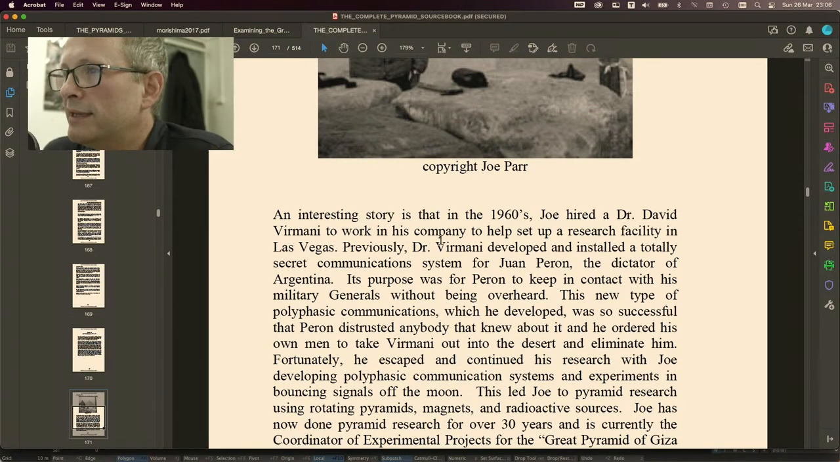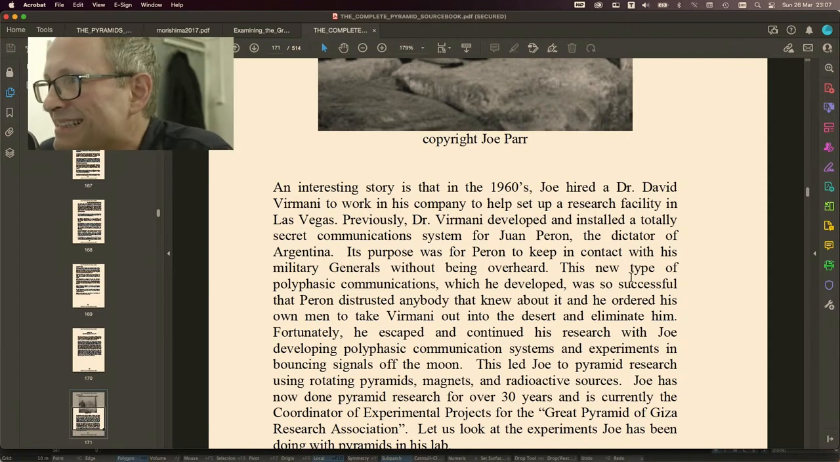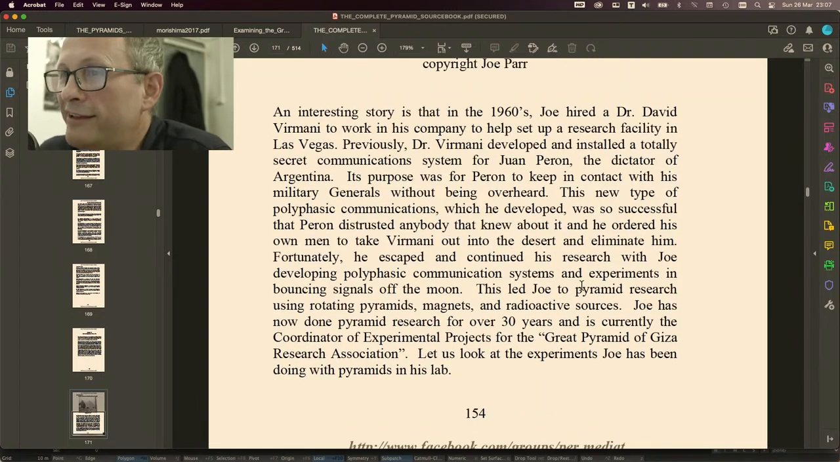So, an interesting story is that in the 1960s, Joe hired Dr. David Vimiemani to work in his company to help set up a research facility in Las Vegas. Previously, Dr. Vimiemani developed and installed a totally secret communication system for Juan Perón, the dictator of Argentina. Its purpose was for Perón to keep in contact with his military generals without being overheard. This new type of polyphasic communication, which he developed, was so successful that Perón distrusted anybody that knew about it, and he ordered his own men to take Vimiemani out to the desert and eliminate him. Oh, nice. Fortunately, he escaped and continued his research with Joe, developing polyphasic communication systems and experiments in bouncing signals off the moon. This led Joe to pyramid research.